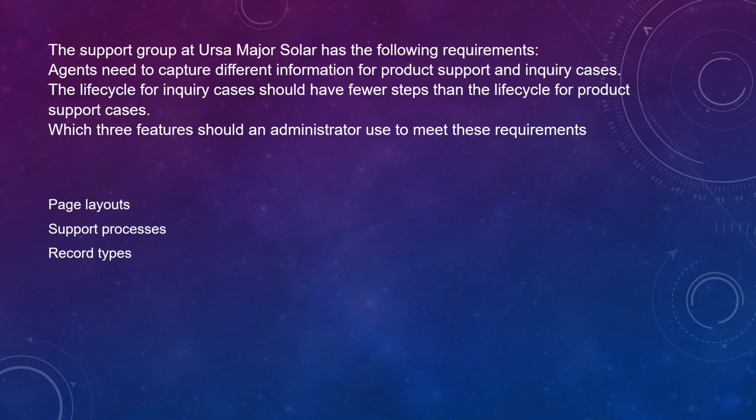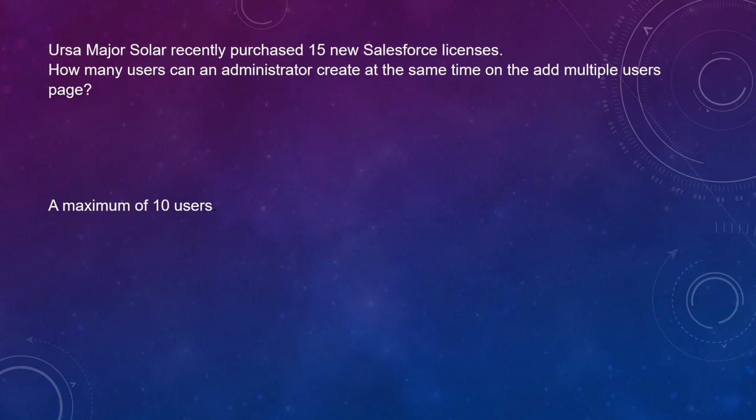The support group at Ursa Major Solar has the following requirements. Agents need to capture different information for product support and inquiry cases. The lifecycle for inquiry cases should have fewer steps than the lifecycle for product support cases. Which three features should the administrator use to meet these requirements? 1. Page layouts. 2. Support processes. 3. Record types.